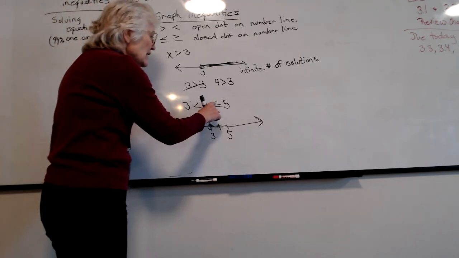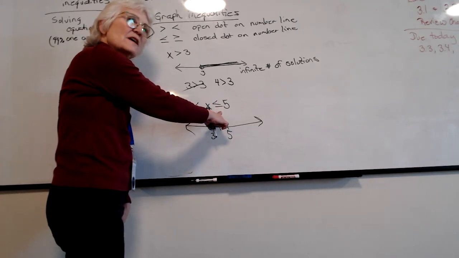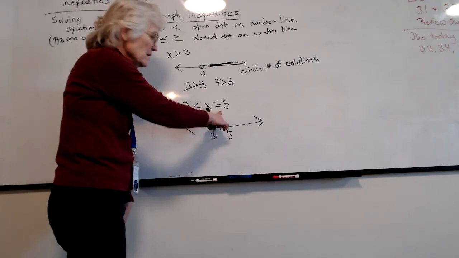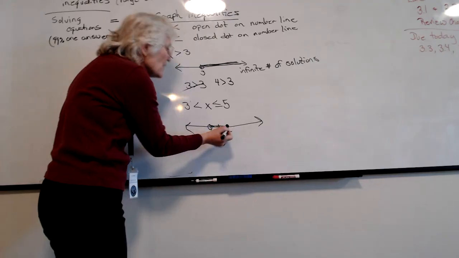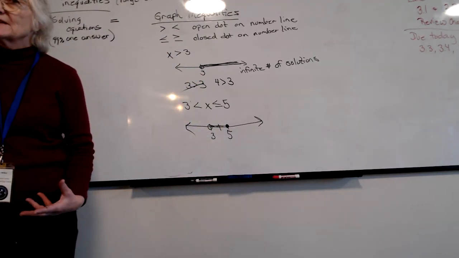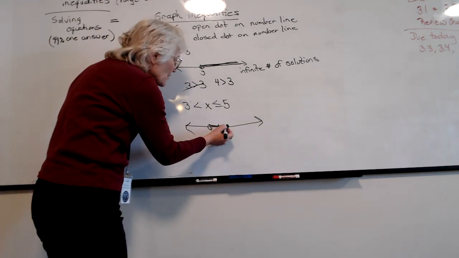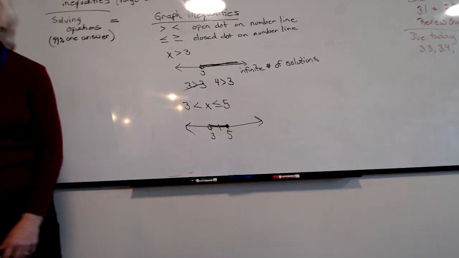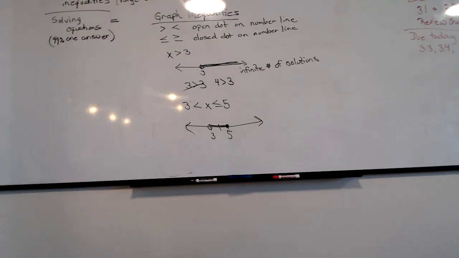It says it's smaller than 5 or equal to 5. So this one, x equals 5, is a true statement. So I put a closed dot on 5 because it includes 5 as an answer. Okay? The numbers that are between 3 and 5 are all these numbers in there. Is there an infinite number of numbers between 3 and 5? Yes. How do you know?